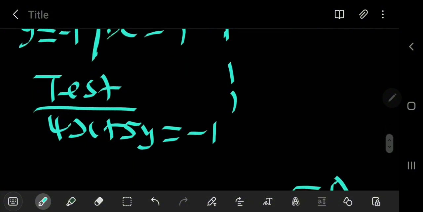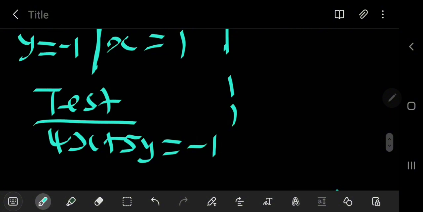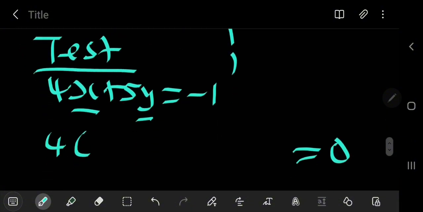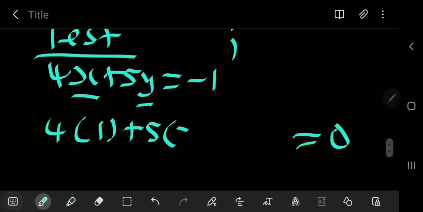So now we are going to substitute our x and our y values into this equation such that when we put our x value here and our y value here, if our answer is truly correct, we should get a minus 1. So let's check. We have a 4. What's our x? 1. And 5. What's our y? Minus 1. You could see me put them in bracket. When they are variables, you don't need to put them in bracket, but when they are numbers, you put them in bracket. If not, you will get something very wrong.